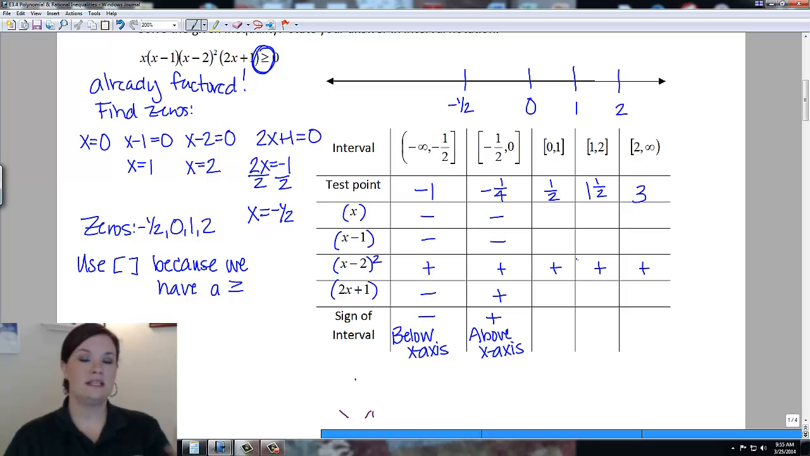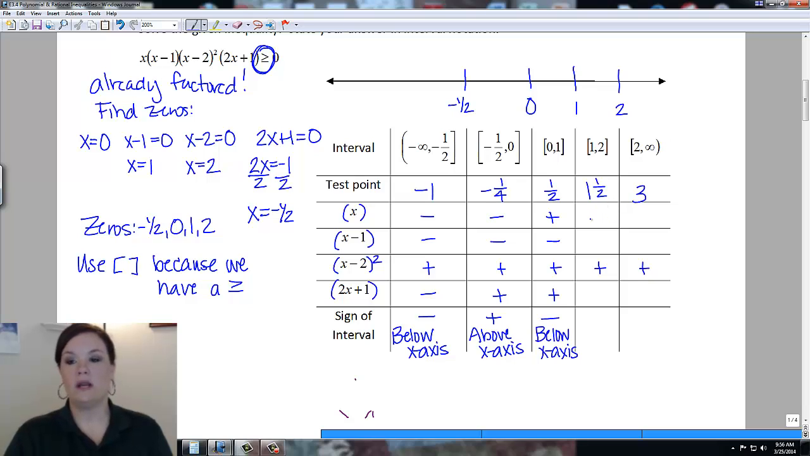Okay, and then I'm going to do the same thing for the next 3. I'm going to go a little bit faster because I believe that y'all can plug in numbers and see if they're positive or negative. So when I plug in 1/2, that's positive. 1/2 minus 1 is negative. 1/2 minus 2 is negative, but when I square it, it becomes positive. 2 times 1/2 is 1, plus 1 is 2, which is positive. So when I multiply these together, I have a positive and negative and 2 positives, which is going to be negative, which means that my y's are below the x-axis in this interval.